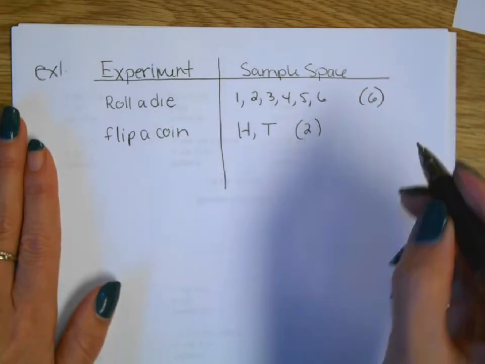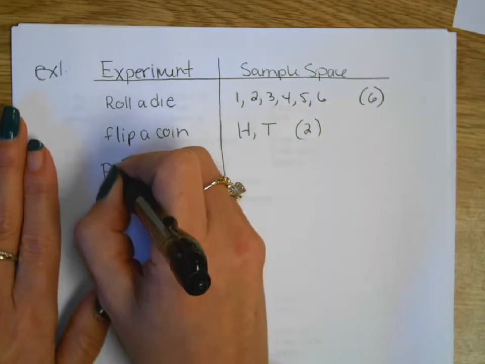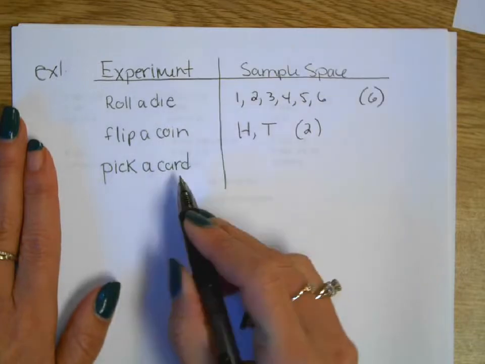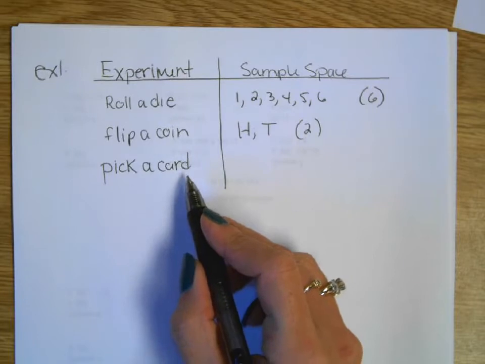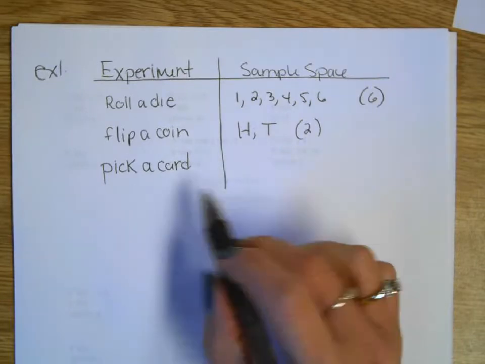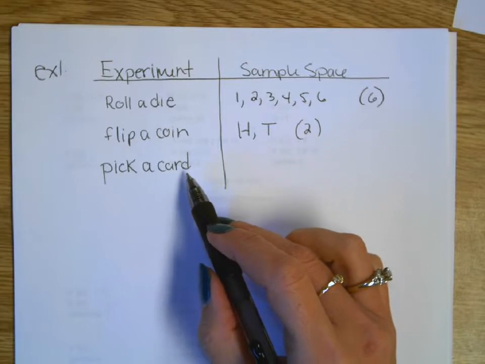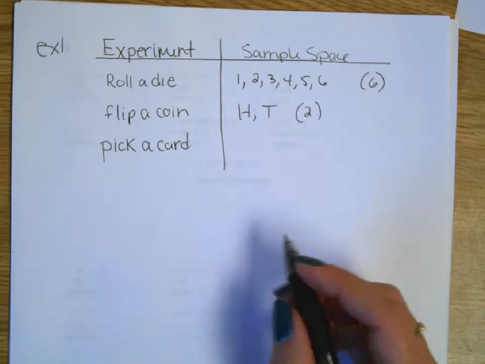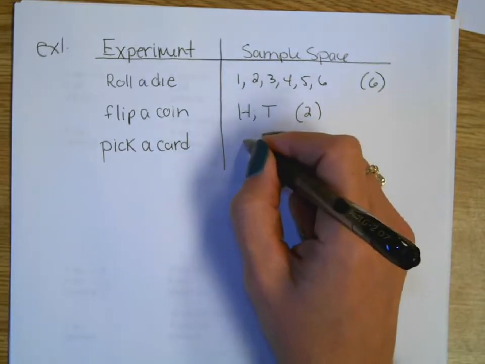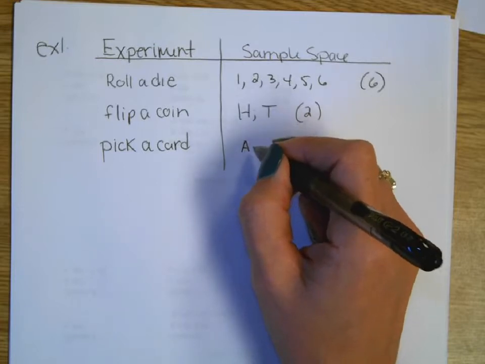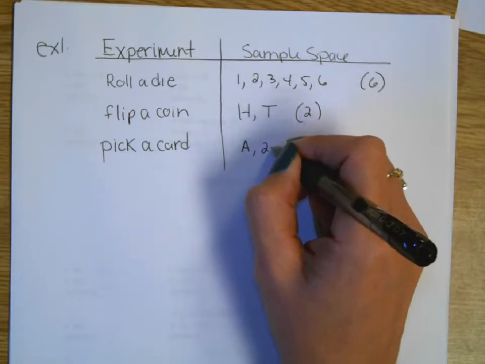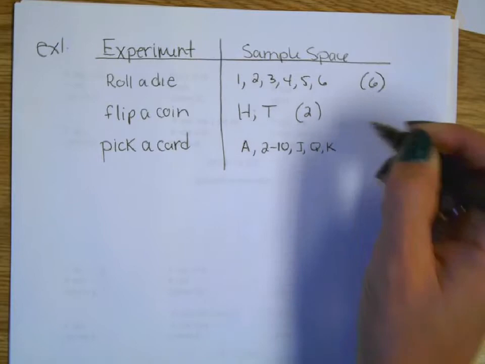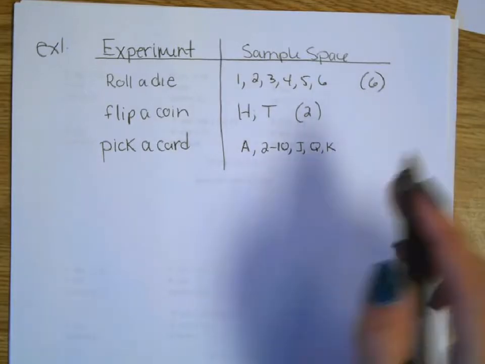And then the last one we're going to talk about is picking a card from a regular deck of cards. Now, if you're not familiar with a deck of cards, you're going to want to make yourself familiar. I'm going to summarize it pretty quick here, but a lot of the questions are going to come from using a deck of cards, so you have to be familiar with that. A deck has ace, 2, 3, 4, 5, 6, 7, 8, 9, 10, and then jacks, queens, and kings. So that's a total of 13 cards.